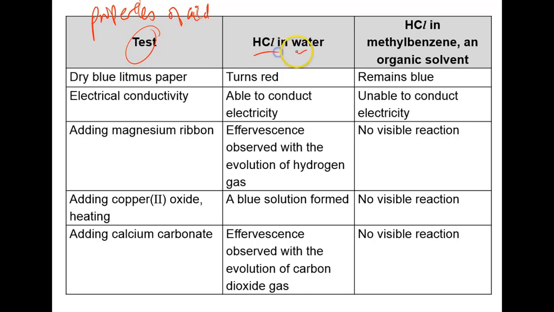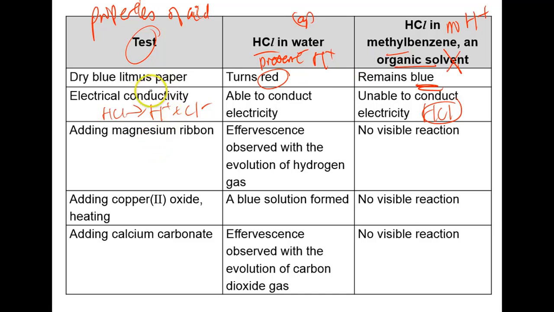If I dissolve HCl in water, I will have the H+ ions. If I dissolve HCl in methyl benzene, this is an organic solvent, meaning no water, so I have no H+ ions. The HCl in water will be able to turn my blue litmus paper red. This one remains blue. Why? Because there's no H+. It can conduct electricity. Why? Because my HCl is now dissociated into H+ and Cl-. Over here it remains as HCl molecules, no dissociation, no mobile charge carriers, so it cannot conduct electricity.